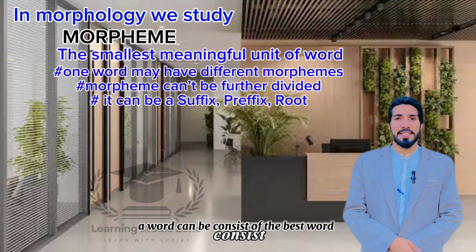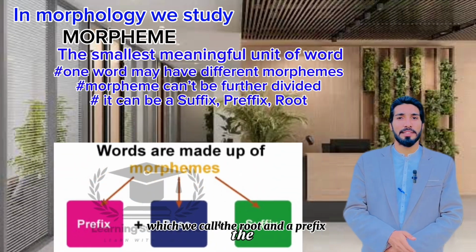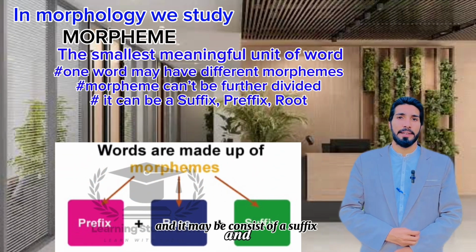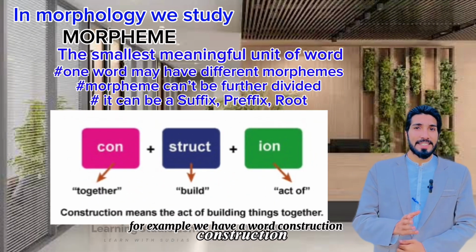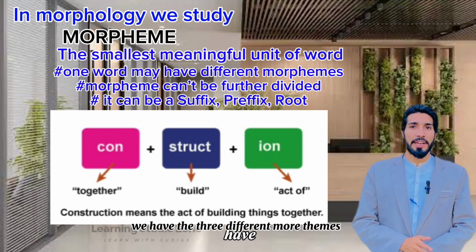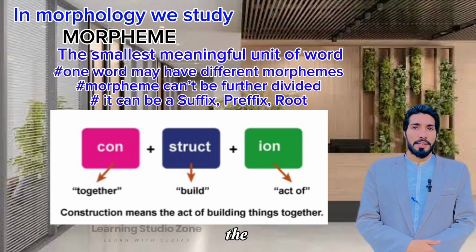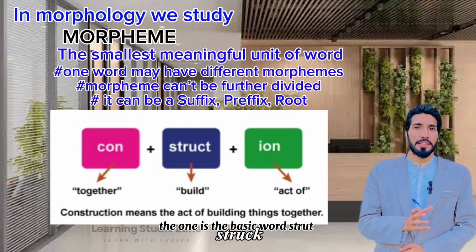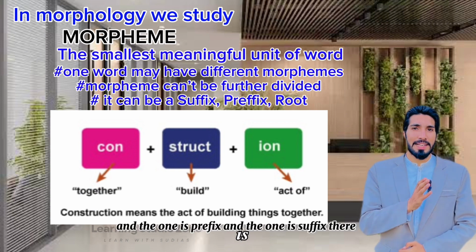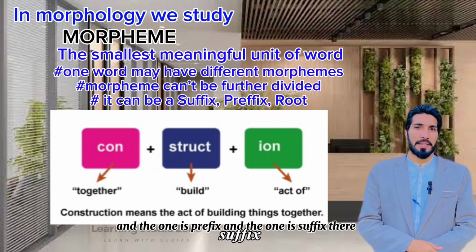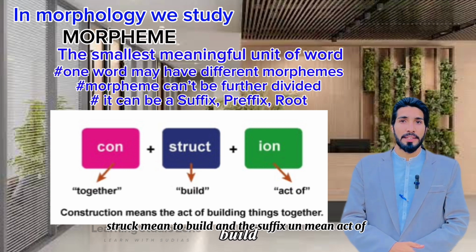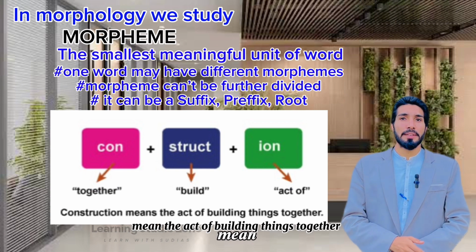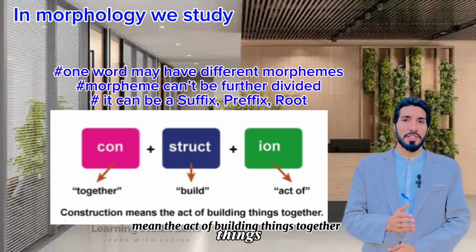A word can consist of the base word, which we call the root, and a prefix, and it may also consist of a suffix. For example, we have the word construction. In construction, we have three different morphemes. One is the basic word struct, which we call the root, one is the prefix, and one is the suffix. Con means together, struct means to build, and the suffix ion means act of. So the word construction means the act of building things together.